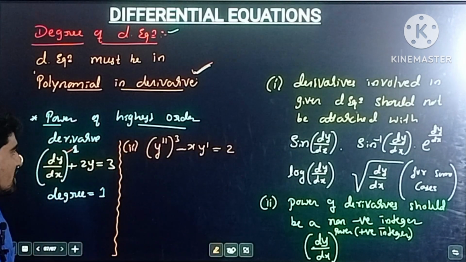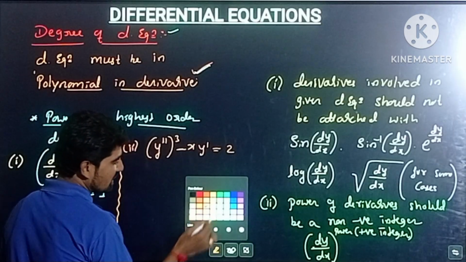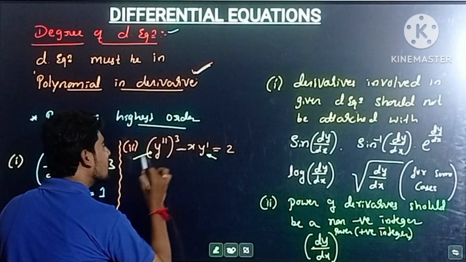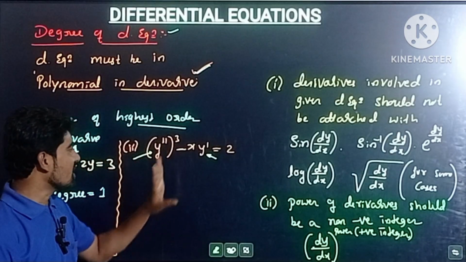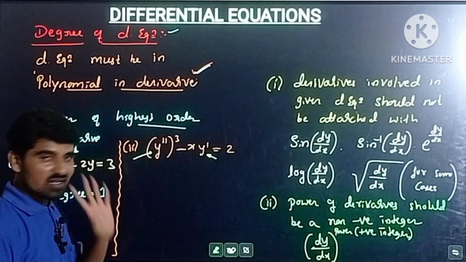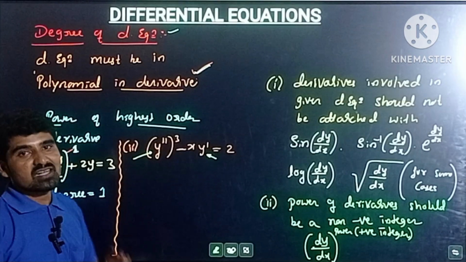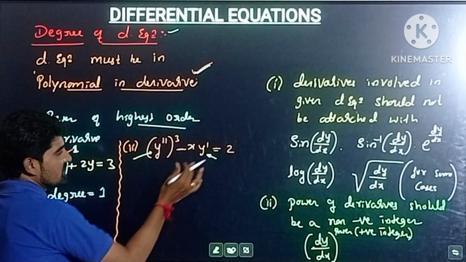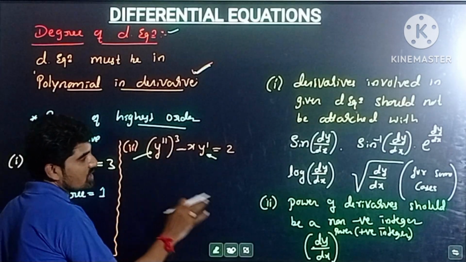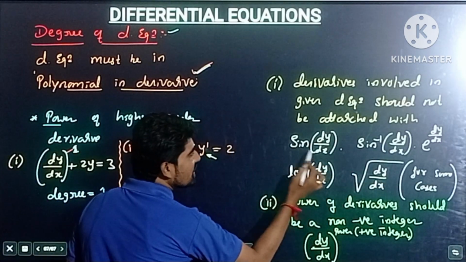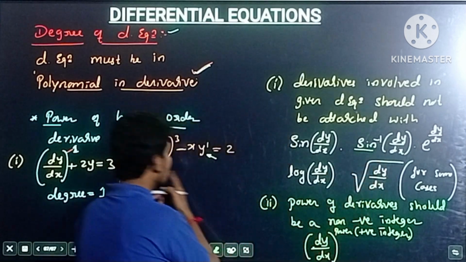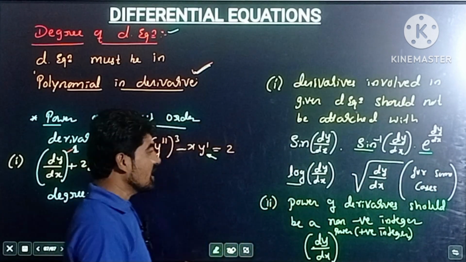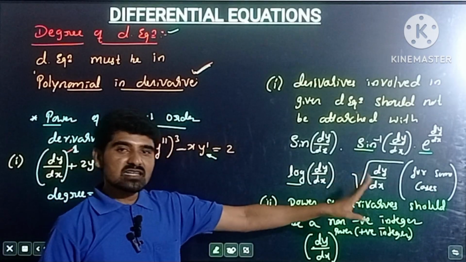Now observe this differential equation. In this differential equation, the first order derivative and the second order derivative are involved. Therefore, the highest order is the second order derivative, so its order is 2. Now, what is the degree? Observe here, the first order derivative and second order derivative are not attached with any trigonometric functions, inverse trigonometric functions, exponential functions, or logarithmic functions, and do not exist under a square root.